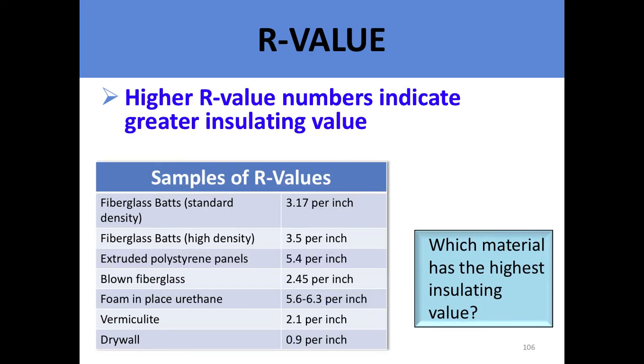Now, higher R value numbers indicate greater insulating material. Okay. So, some samples of standard R values. We want to find out which is the highest insulating value. So take a look and find that the foam in place urethane has an R value of between 5.6 to 6.3. It's going to be the highest R value.